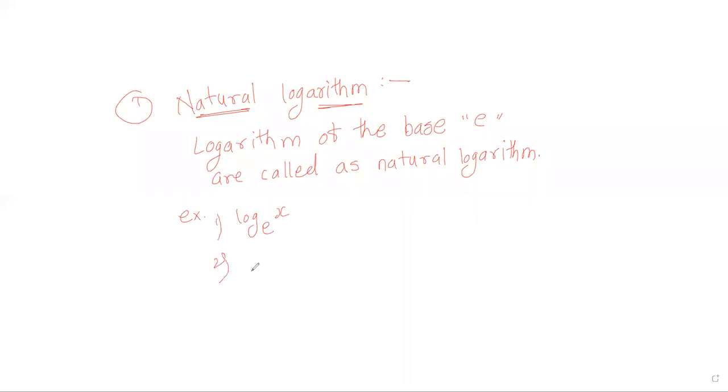The second example, log of 10 to the base e, means a natural logarithm. The third example is log of 786 to the base e. This is the natural logarithm. Is this clear now?